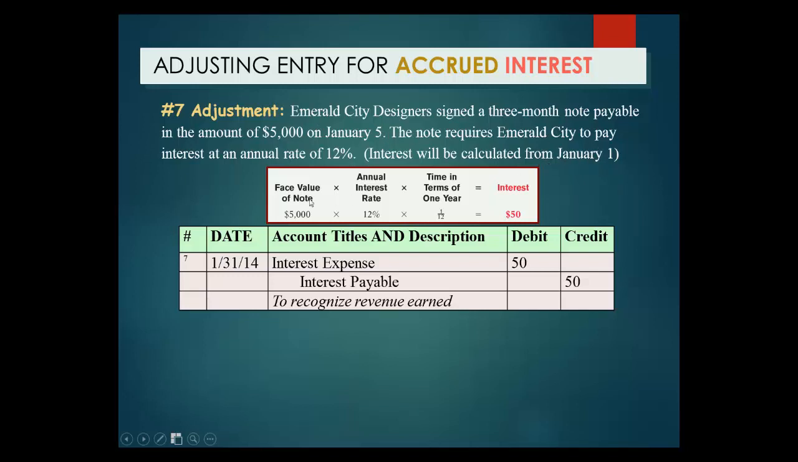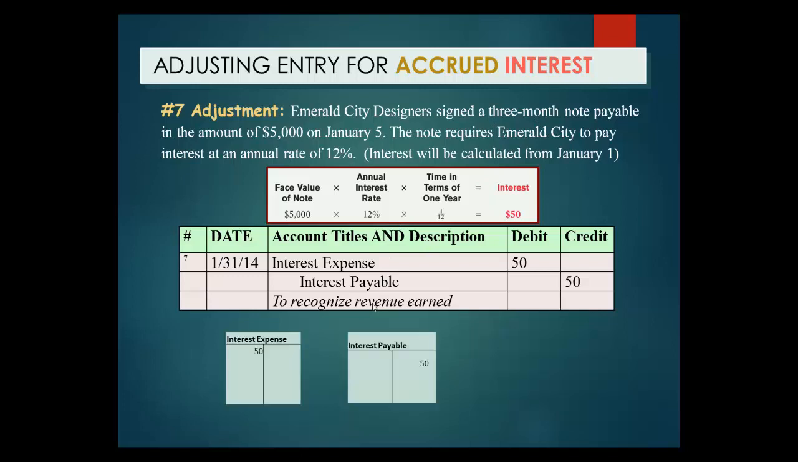All right. To calculate this interest of $50, you take the principal, $5,000, you multiply it by the annual interest rate, and because it's only for 1 month, you divide it by 12, which equals $50. So annual interest, $5,000 times 12%, annual interest would be $600. Monthly interest is $50. So we're not going to pay this interest until the note comes due in 3 months. But at the end of January, we owe $50 in interest. Debit interest expense, an income statement account, credit interest payable.